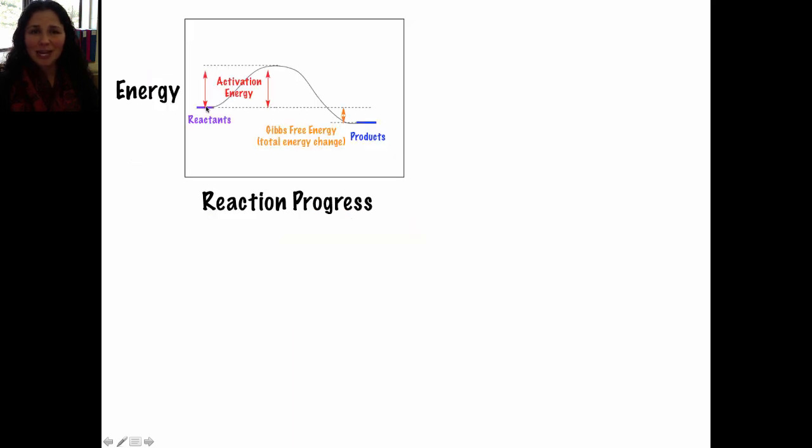Here's the diagram again, showing activation energy and the Gibbs free energy, or the total energy change. These mean two different things, and they are very independent of one another. The activation energy is related to something that chemists call kinetics. It tells you how fast a reaction will happen. And I could change the height of this hill without affecting the value of the reactants or the products.